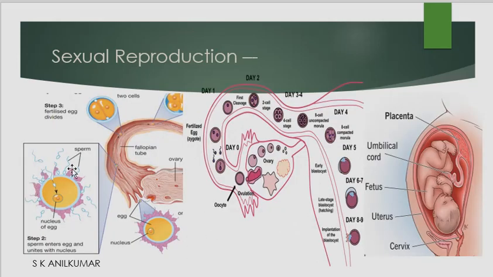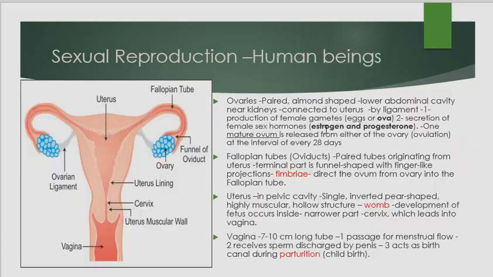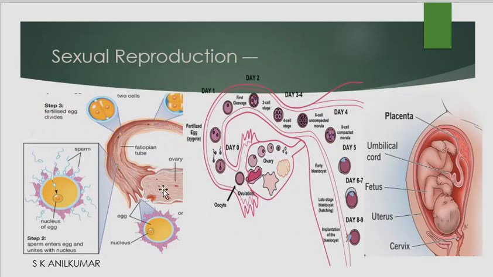Okay. Now, the yellow color is the ovum, the egg. The pink color is the sperm. Multiple sperms are released, but mostly only one sperm is able to penetrate and enter the egg and fertilize. Once the fertilization happens, this is the ovary. This part is called the fimbriae. Through the fimbriae, the ovum enters, and the sperm also enters. Fertilization happens in the fallopian tube.